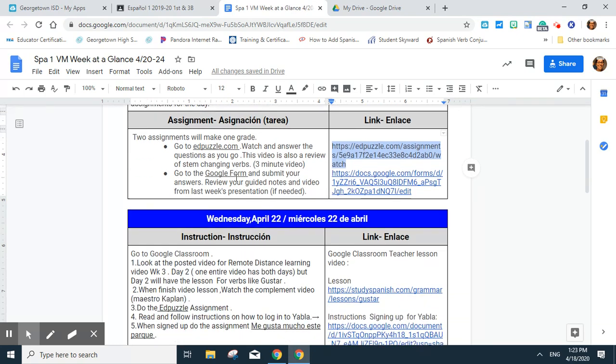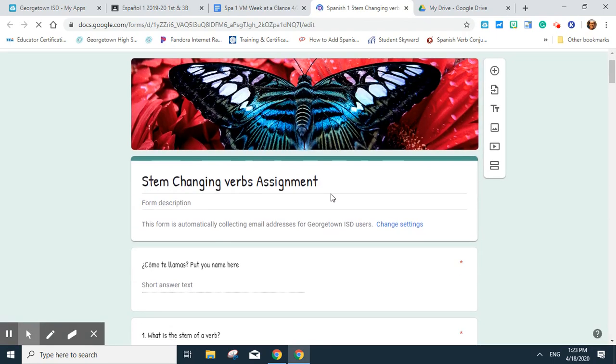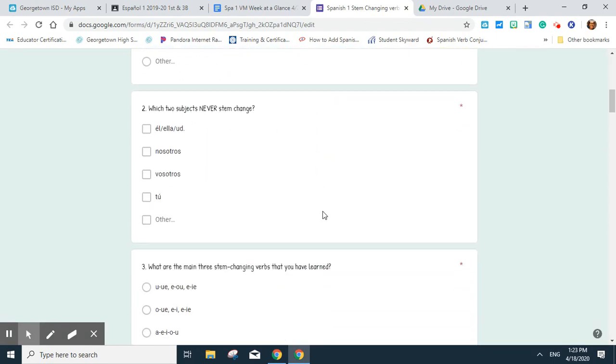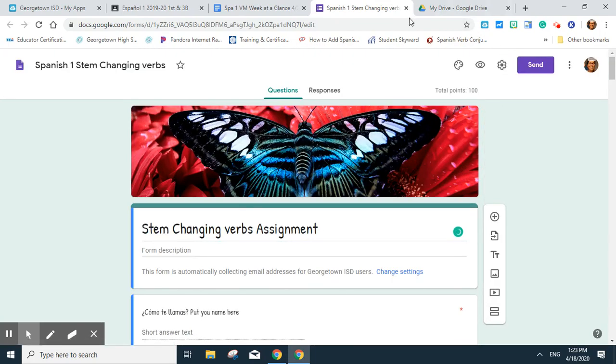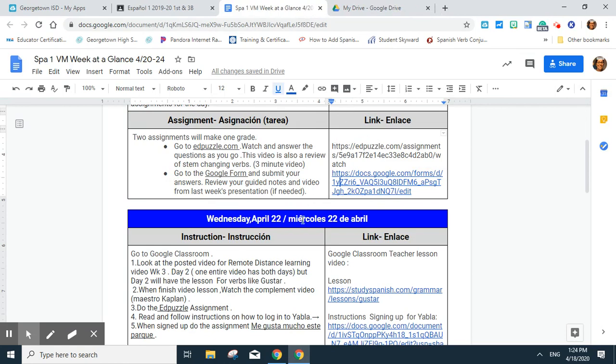Then you're going to go over to the Google form. This Google form is just like the ones we've always done in the quizzes in class. You're just going to go over it and answer these questions. And when you finish it, you'll submit it and it will give me the grade. That's all you have for day 1.